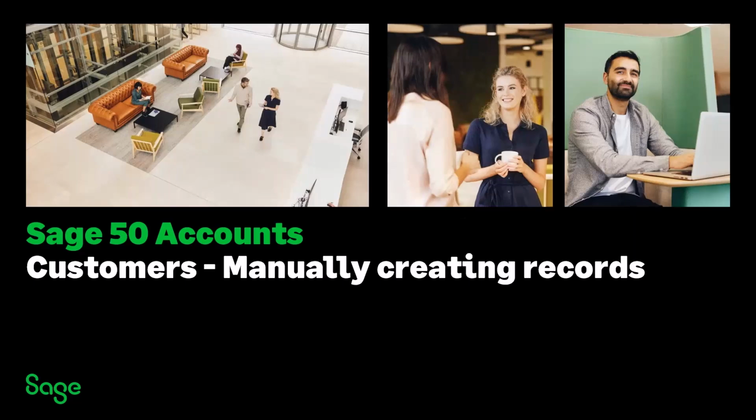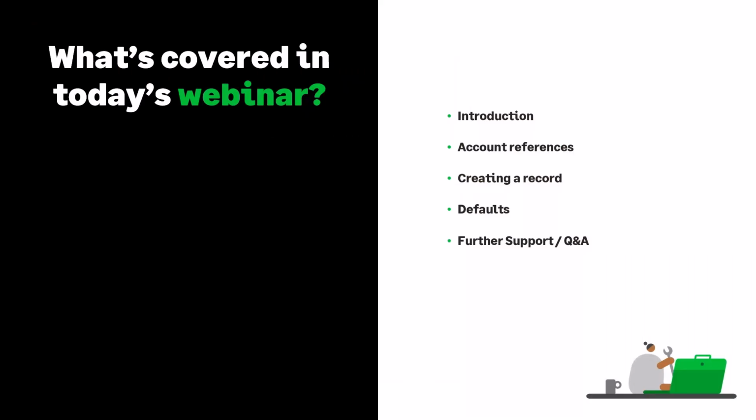We're looking at CH50 accounts, and almost we're back to basics with some of these topics that we're going to be running over the next couple of weeks. So today we're looking at customers and manually creating records. So how do you go about doing that? What options have you got? What to look out for? This is what we're covering in the session this morning.